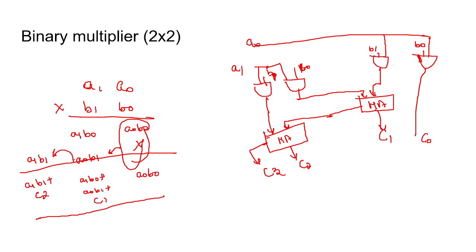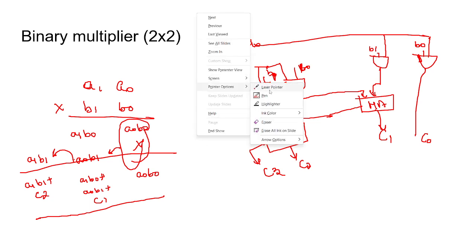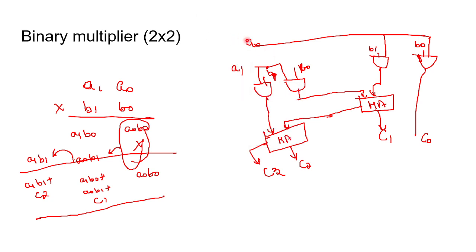Yes, ma'am. Can you explain the circuit one more time, ma'am? Yes. Here I have two inputs, A0, A1. First I need to perform the A0 B0 AND operation, then the A0 B1 AND operation, followed by A1 B0 and A1 B1 AND operations. Next I have to perform the addition. So A0 B0 I can directly take as C0.